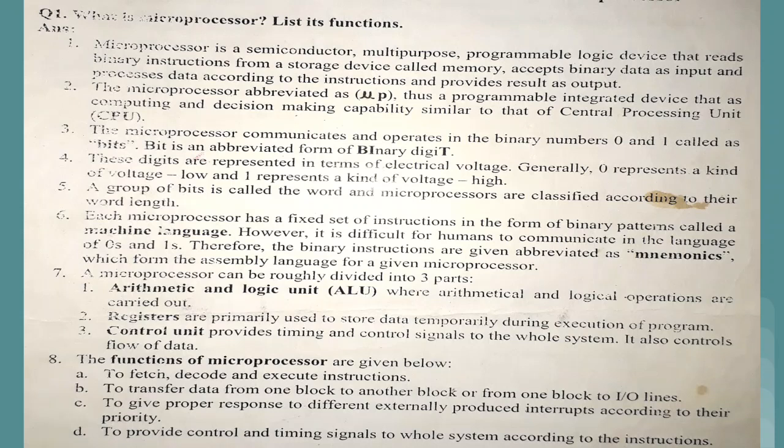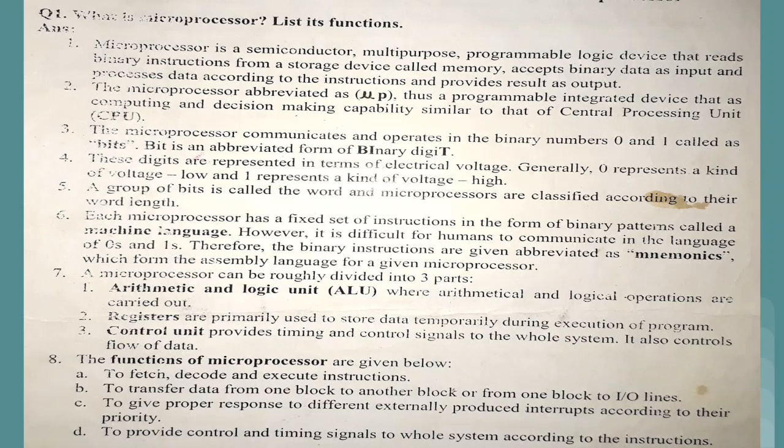Then the next one is the functions of the microprocessor. These functions will appear again in one more question, that is, explain the functions of the CPU. So whenever you have a question based on functions of the microprocessor or functions of the CPU, for both questions you have to write the same answer. So these functions are very, very important.